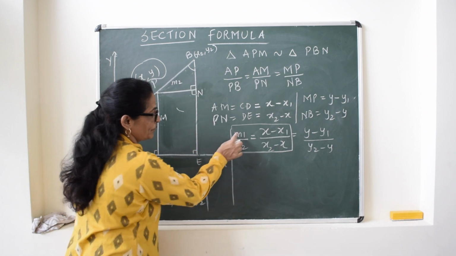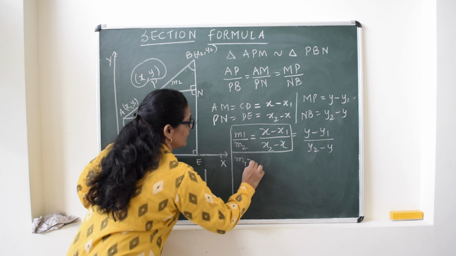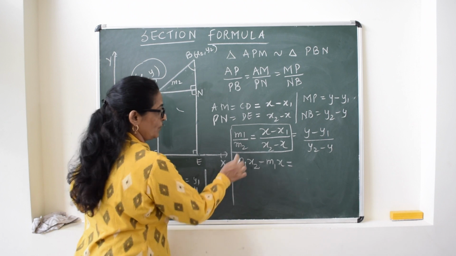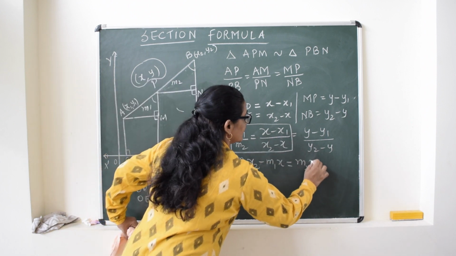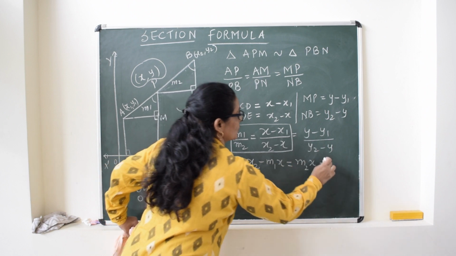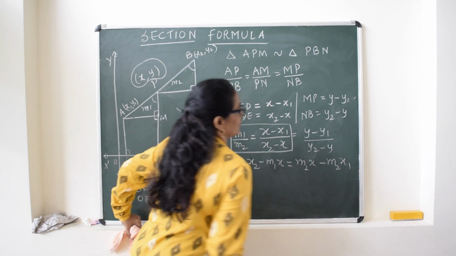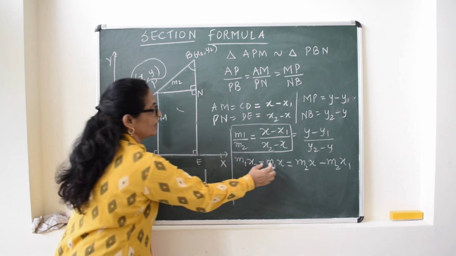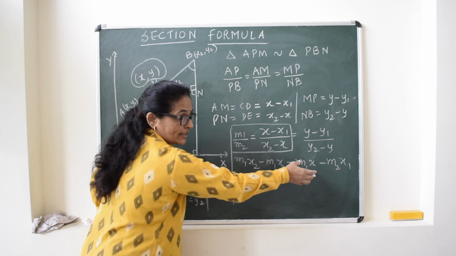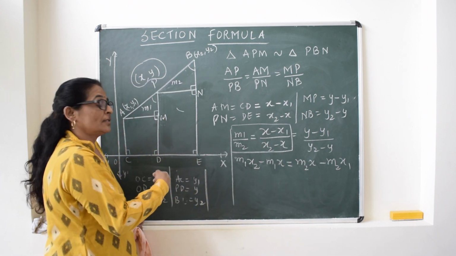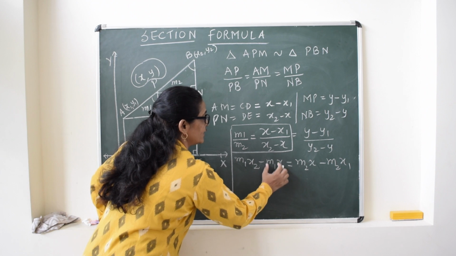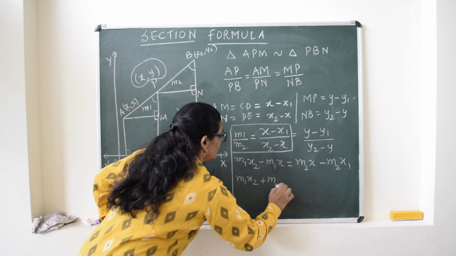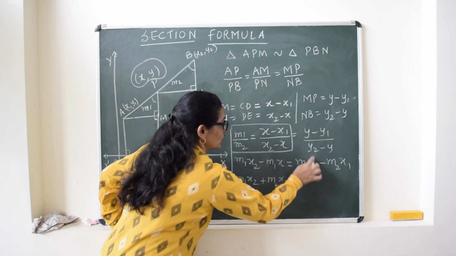So first we are taking this, and it will give us m1x2 minus m1x is equal to m2x minus m2x1. Now our need is to find the value of x or y. So here we can get x. We will collect x on one side and transpose the other quantities to the other side. So this m1x, being negative, will go to the right hand side, and the left out quantity m2x1 will go to that side.